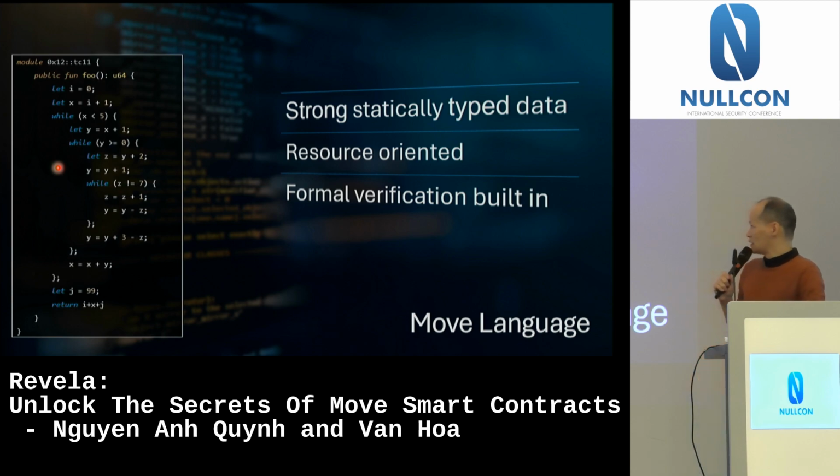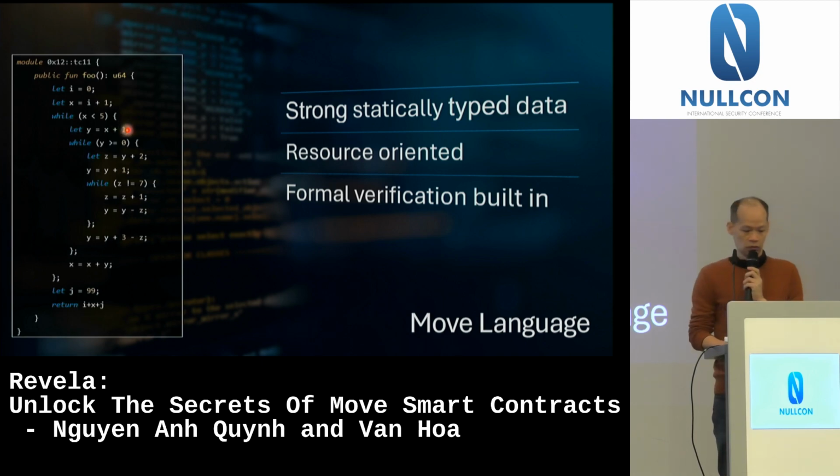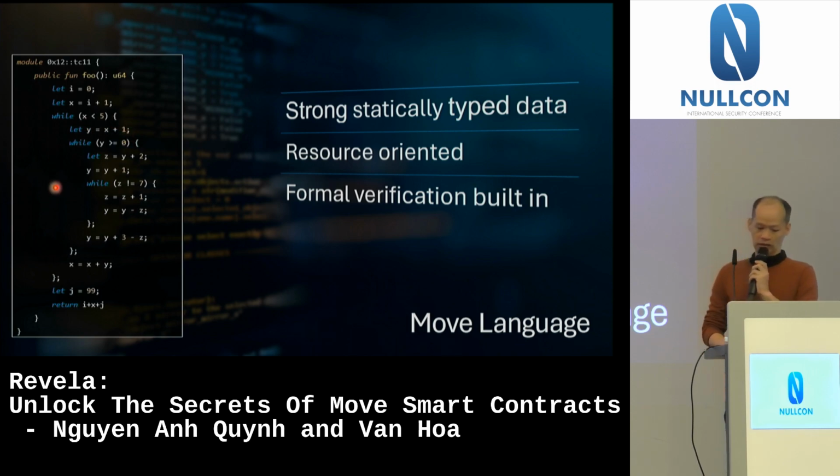So inside the code, you can see that it's a very friendly language. Here we assign value 0 to variable i, and here we add 1 to variable i and assign that to the x variable. And then you have a while loop. This while loop runs as long as x is under 5. And inside the while loop, we add 1 to x and assign that to y. And then you have another nested loop. So as long as y is still greater or equal to 0, we have the loop.